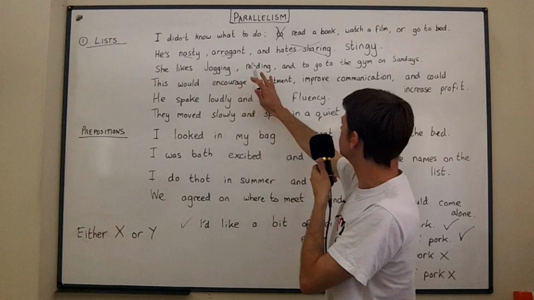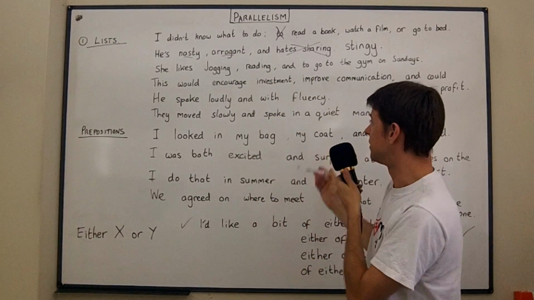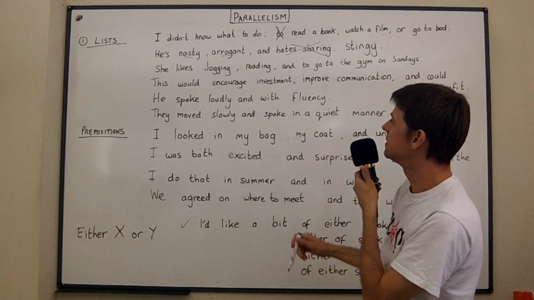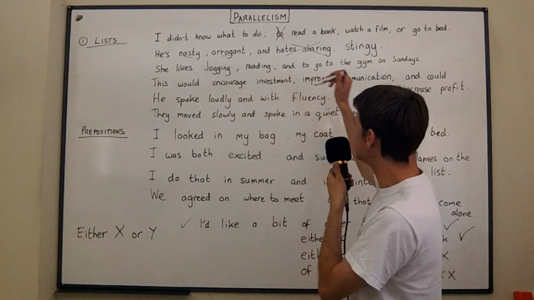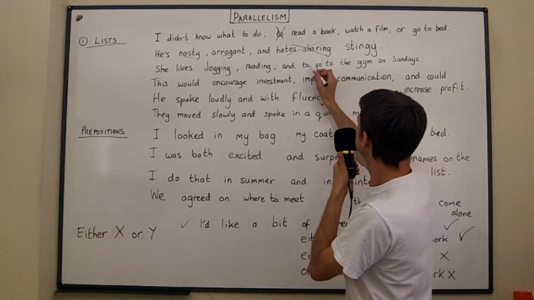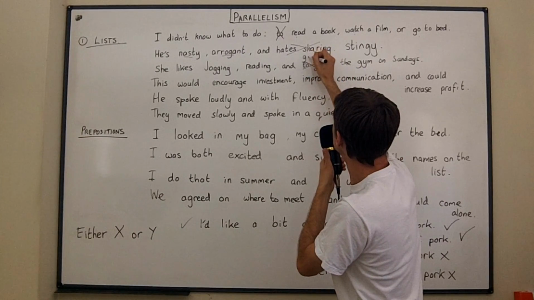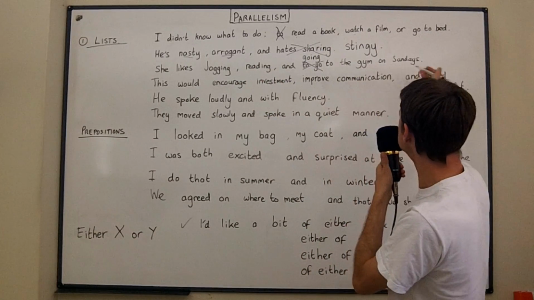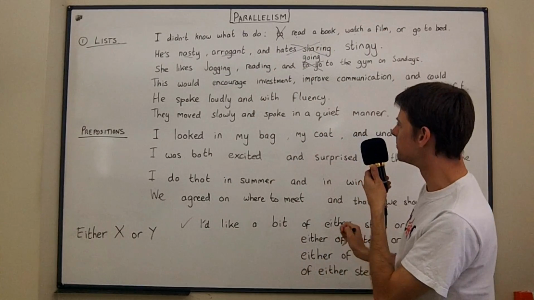She likes jogging, reading, and to go to the gym on Sundays. Now I hope you'll realise that that's a gerund, and then that's to plus infinitive. And so it sounds much better to keep the elements in the list in the same structure. So we'll get rid of to go, and we'll make it going. Okay, she likes jogging, reading, and going to the gym on Sundays. Please keep these elements in a list in the same forms.